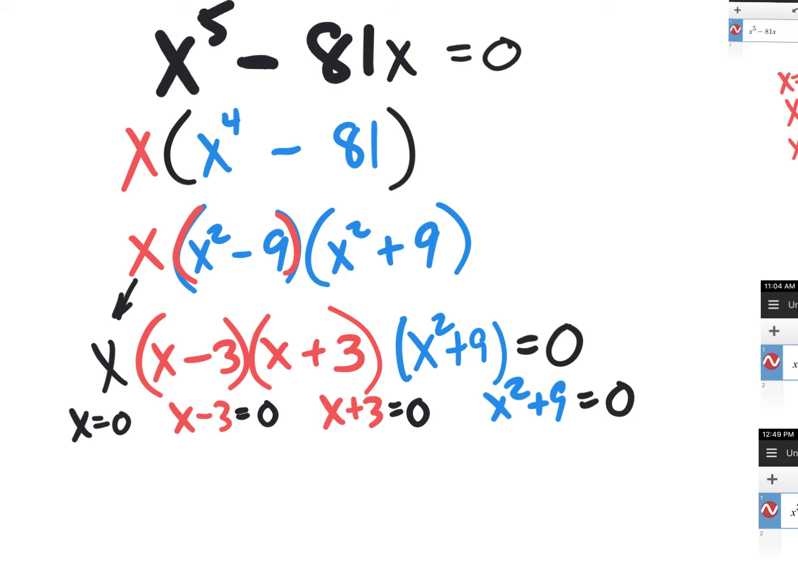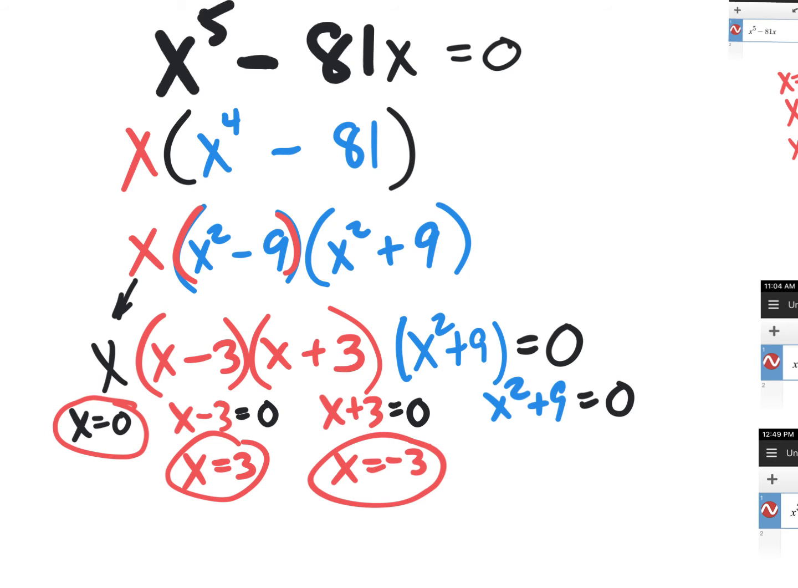So I did use the zero product property to split them up, each equal to 0: x equals 0, x minus 3 equals 0, x plus 3 equals 0, and x squared plus 9 equals 0. So we have these 4 simple equations that we could solve. The first one's already done for you. That's an answer. The other one, if you add 3 to both sides, it'll be x equals 3. The other one, subtract 3 from both sides, it'll be x equals negative 3.